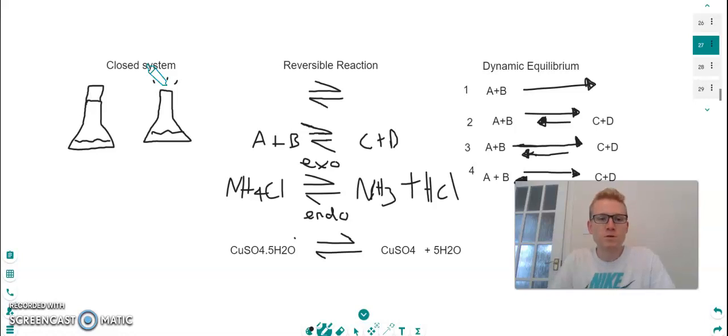Today we're going to be doing reversible reactions, dynamic equilibriums, and closed systems. Okay, so start off with reversible reactions.